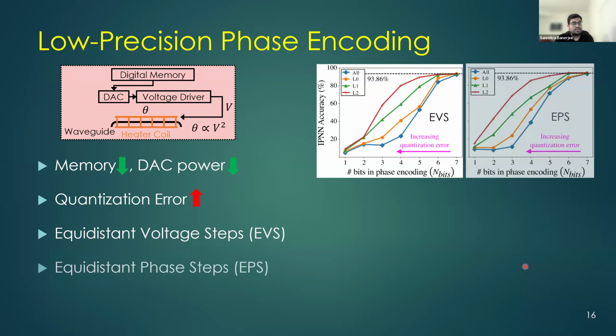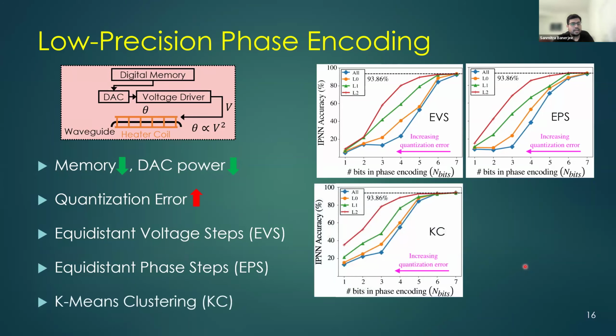The other approach is equidistant phase steps. Here we segment the 0 to 2 pi phase range into 256 different steps if we are looking at 8 bits. And the third is k-means clustering, where we look at the distribution of the phase angles in our current photonic neural network, and we cluster them into 256 different clusters for 8 bits. For n bits, we cluster them into 2 to the power n clusters, and we just use the cluster centers as a representative of all the phase angles in that cluster.